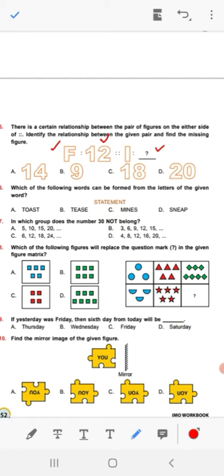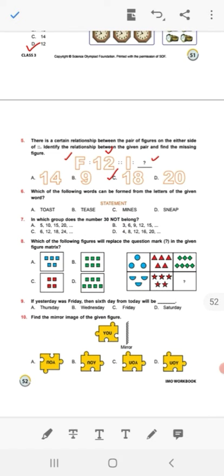So count the position of I. F is 6, then G 7th, H 8th, and I is coming at the 9th position. So 9 multiplied by 2, we are getting 18. So option C is correct here.